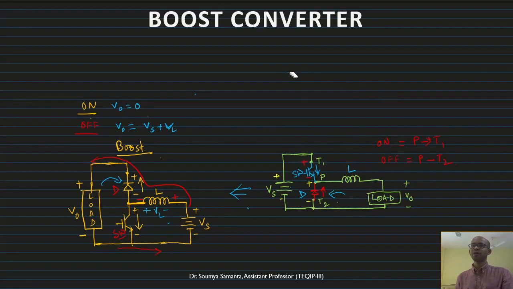Now the same analysis you can do using an SPDT switch also. You just connect an SPDT switch here. It will be connected to T2 in one case, and in another case it will be connected to T1. Whenever it is connected to T1, it means the diode is conducting. Whenever it is connected to T2, it means the switch is conducting. In a similar way.